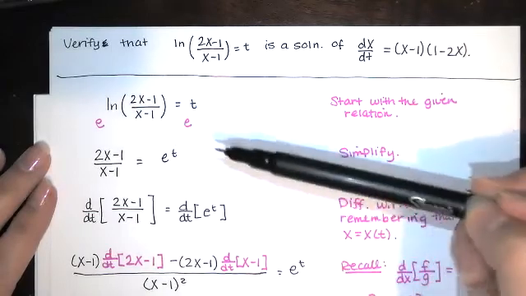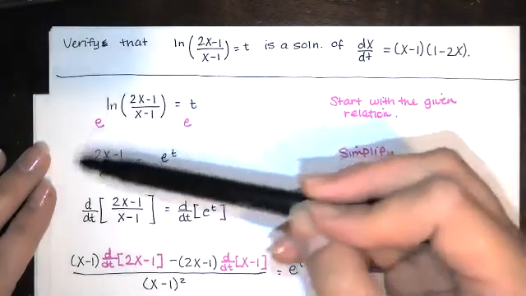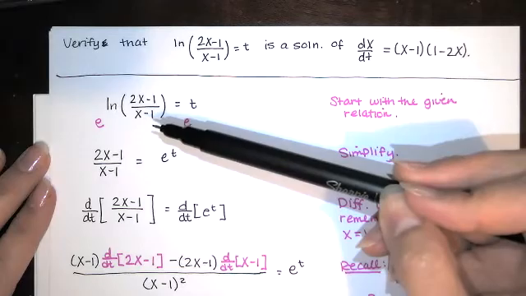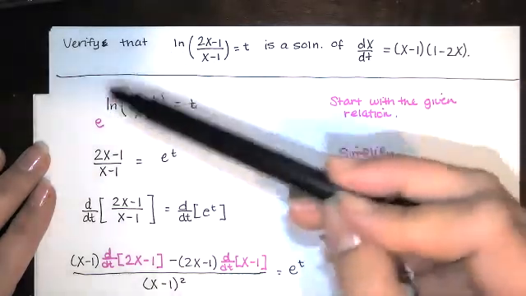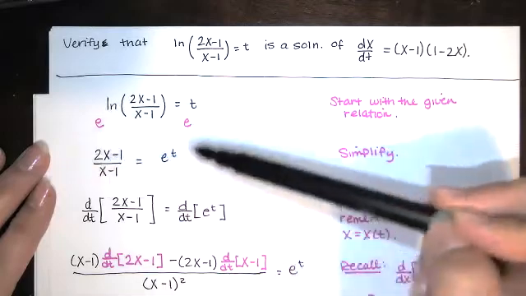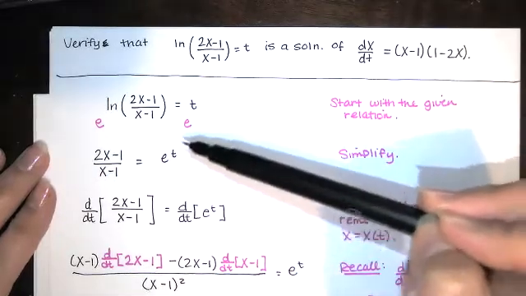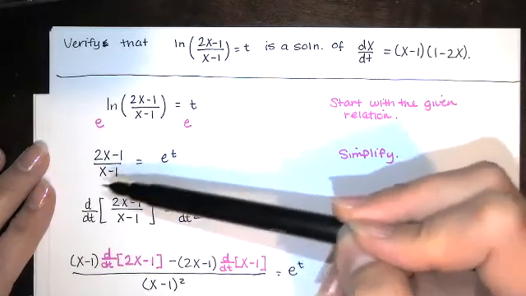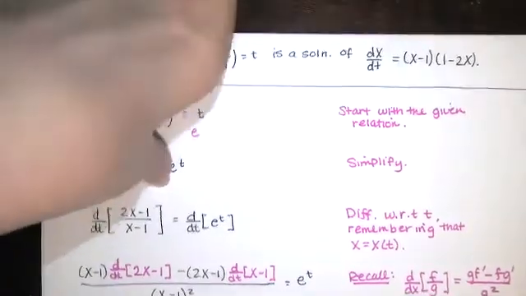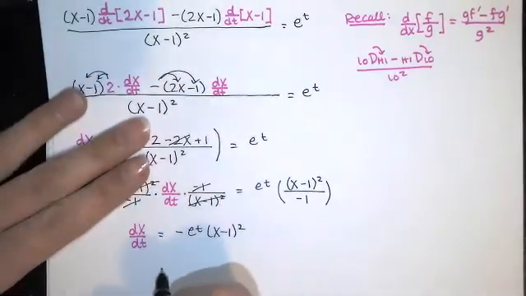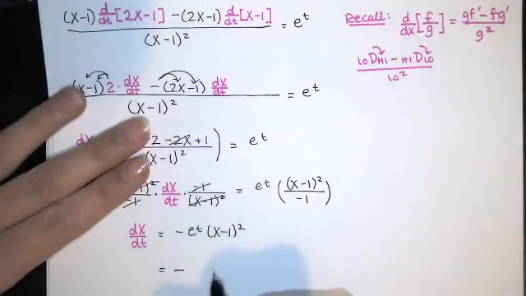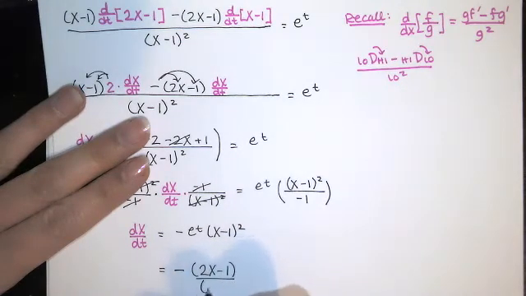Remember when we exponentiated both sides and we got this relationship? If this relation is satisfied, then this relation is satisfied. So that means that e to the t can be replaced by 2x minus 1, all divided by x minus 1. So I can replace that e to the t, again, by 2x minus 1 over x minus 1.